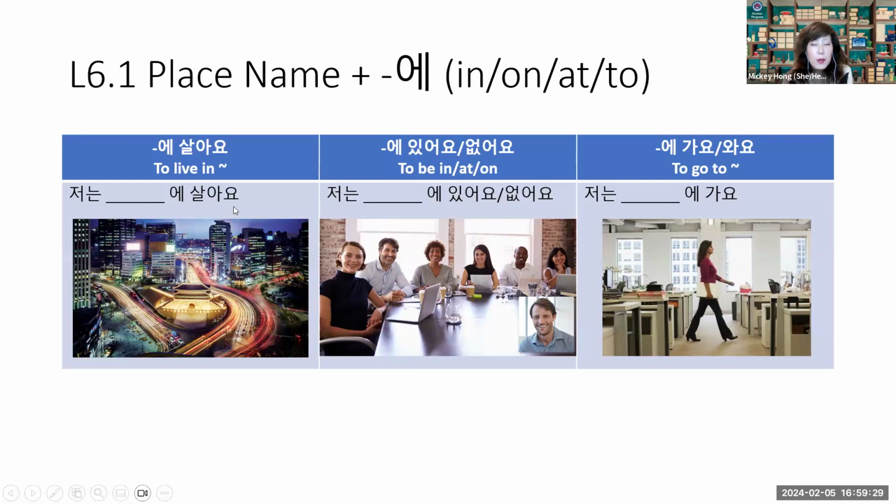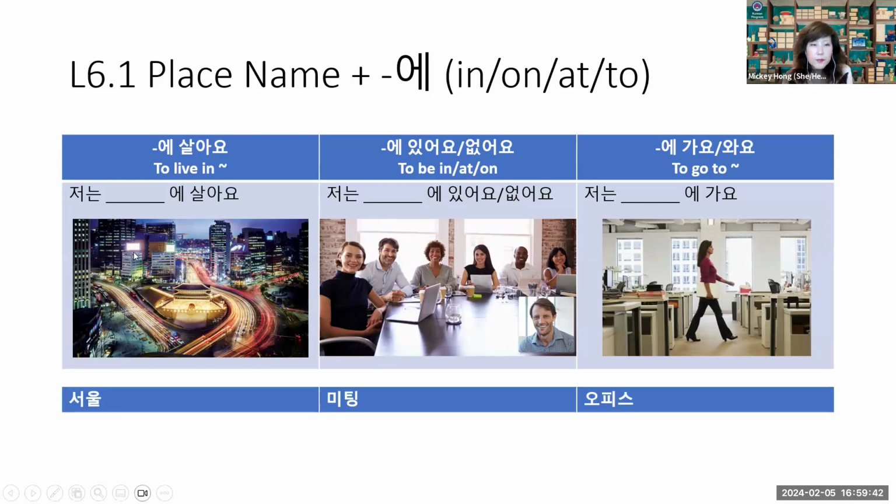So to mention that you live somewhere, you need 에. That's the city of Seoul. That is the capital of Korea. 저는 서울에 살아요. 저는 미팅에 있어요 or 없어요. You can be there virtually, but not physically there. So it can be something abstract, not a physical location.